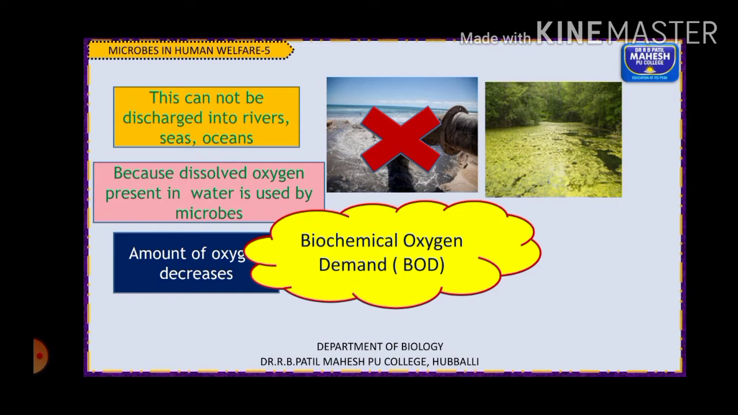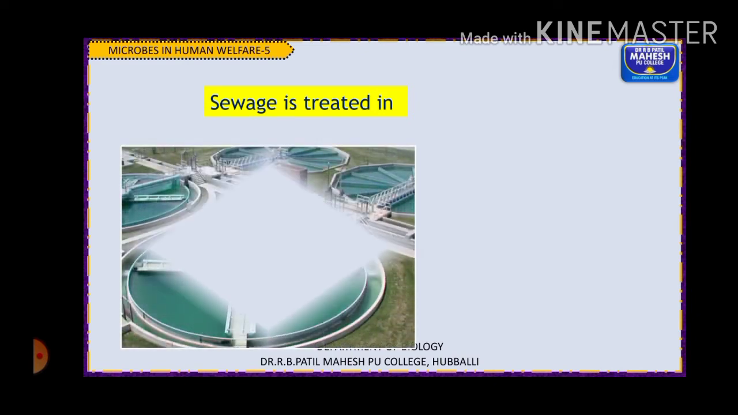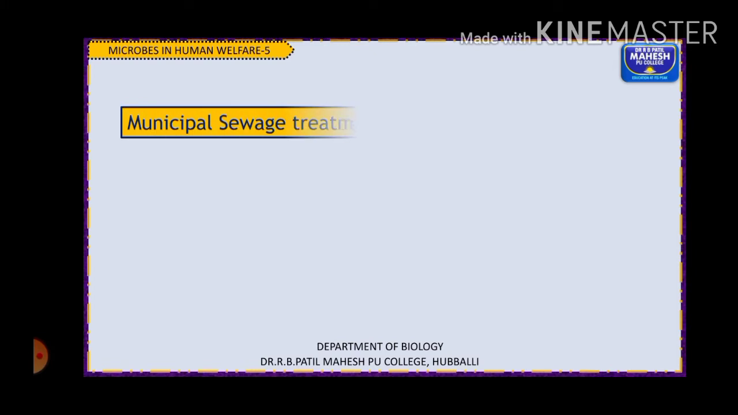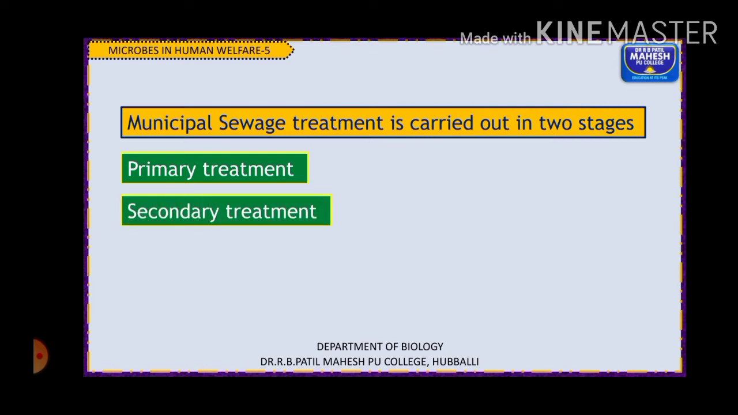It is essential to treat this sewage water before it is discharged into water bodies. So how is this done? Sewage is treated in different sewage treatment plants, where the water is made less polluted. Municipal sewage treatment is generally carried out in two stages: one is primary treatment and the second is secondary treatment.